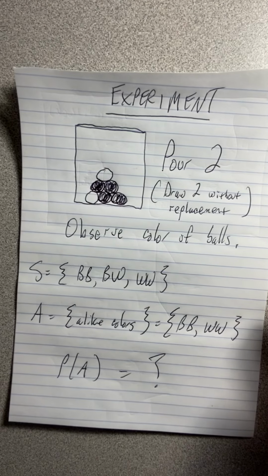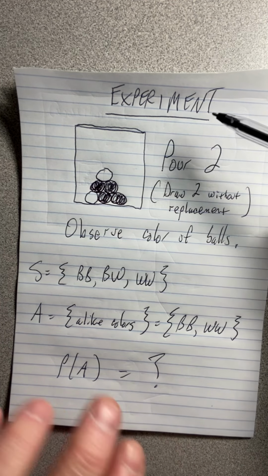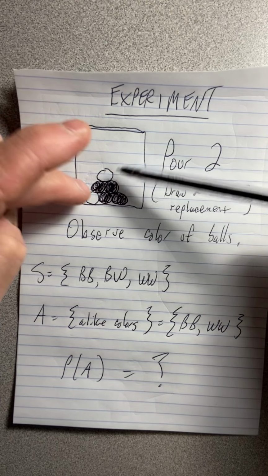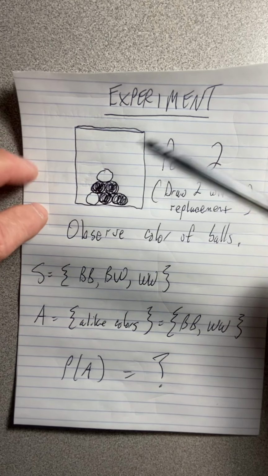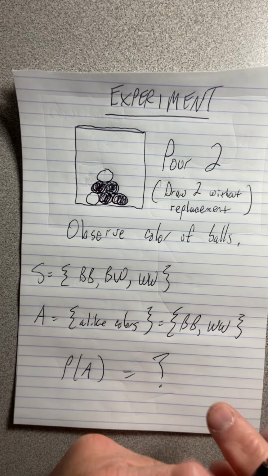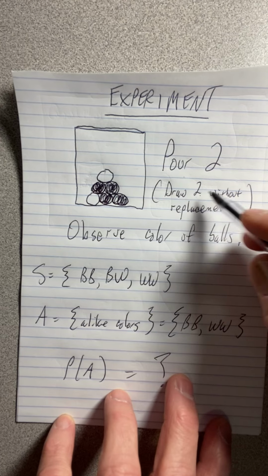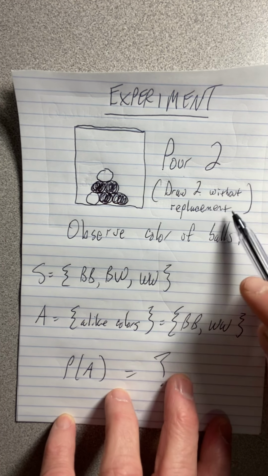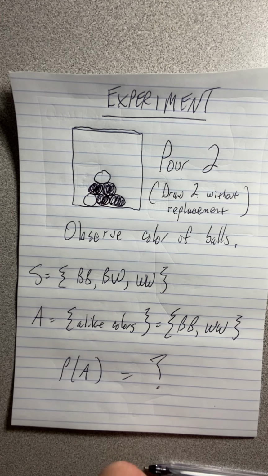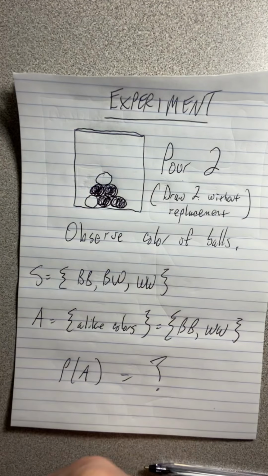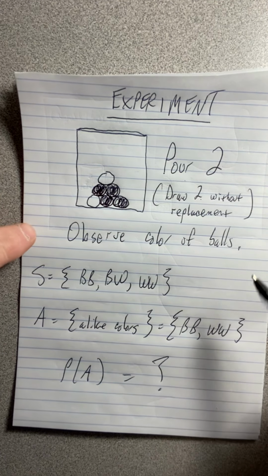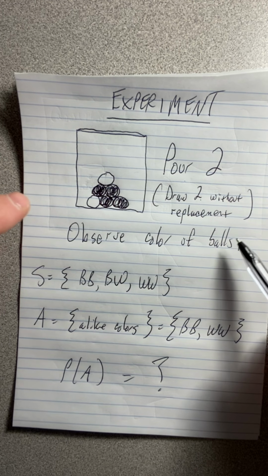Let's talk probability. Let's think about an experiment where we have this urn containing some black and white balls, and we're going to pour out 2 of them. If you're pouring them out 2 at a time, that means you're drawing 2 and not replacing them. It's the same as drawing 1 out, keeping that one in your hand, going in and pulling out another one. So it's drawing without replacement, or selecting without replacement. And the experiment is to observe the color of the balls.